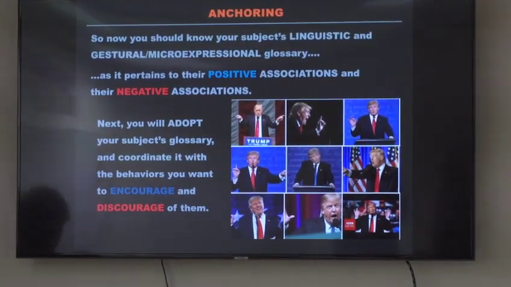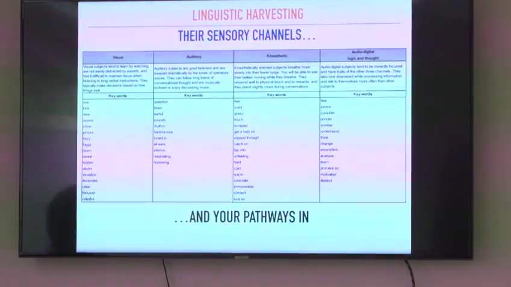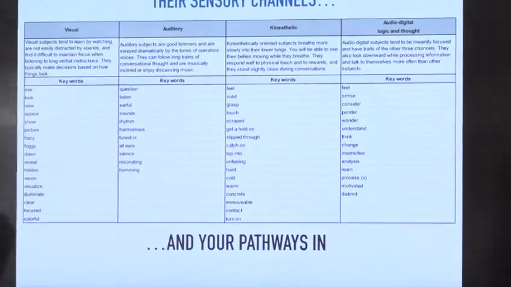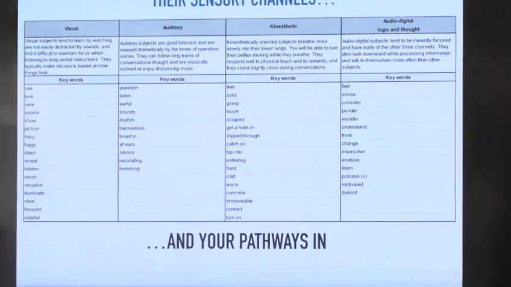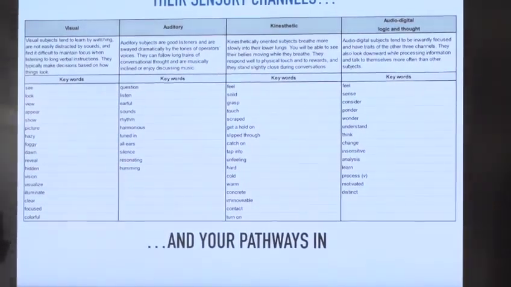Do you mind, because I can't see the back here, reading just quickly what it says under visual authority? Yes, a quick little description there. Oh, visual subjects tend to... Yeah, I can't see. Actually, I missed something important. Thank you for reminding me.